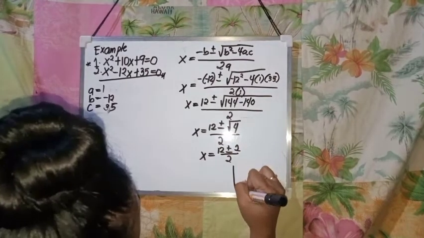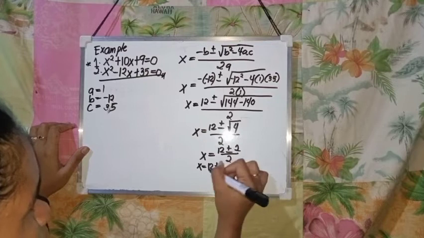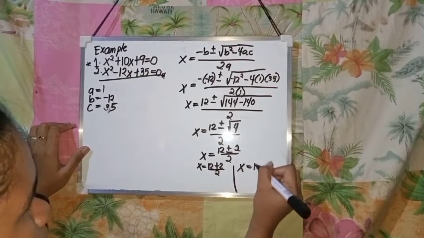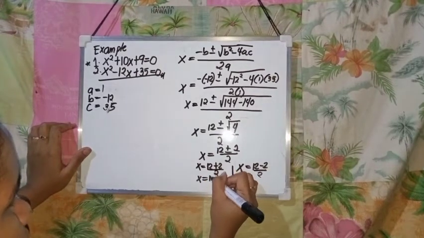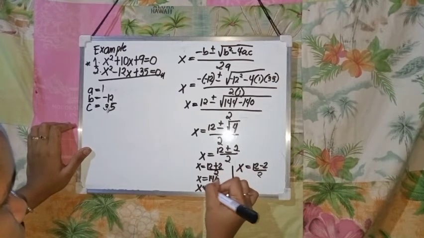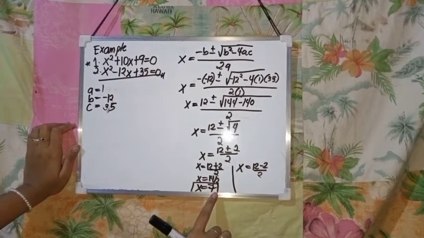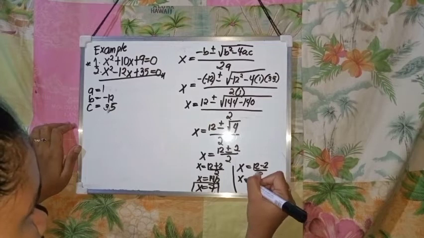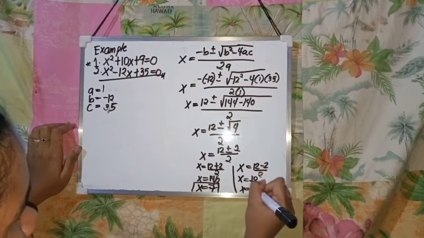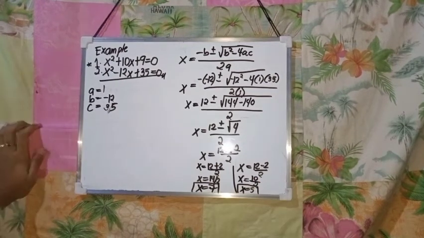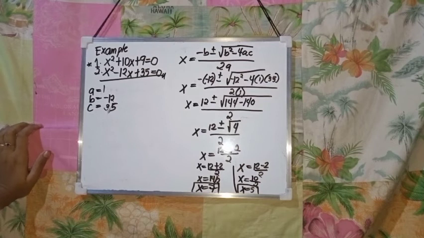We need to solve for the two values. X is equal to 12 plus 2 over 2, and x is equal to 12 minus 2 over 2. So x is equal to 14 over 2, and x is equal to 7. So the first value of x here is positive 7. The other side, 12 minus 2 is 10, so x is equal to 5. So the values of x are positive 7 and positive 5.